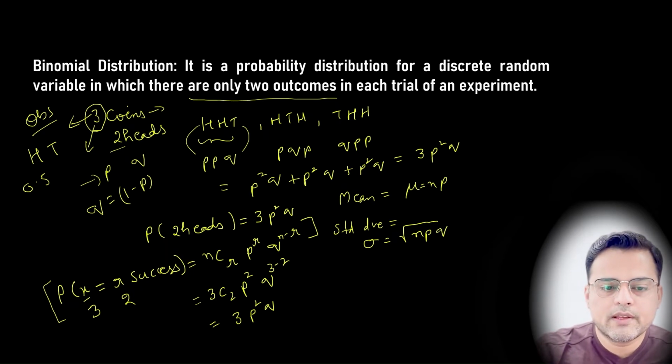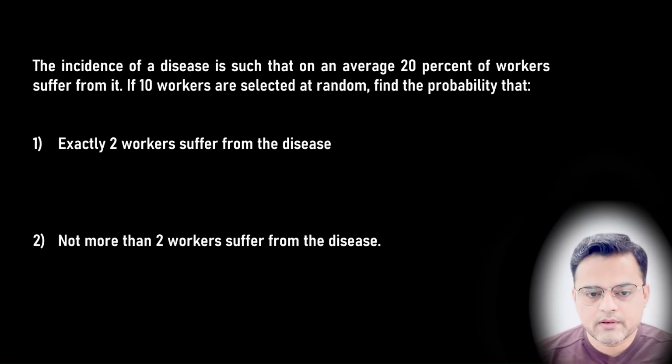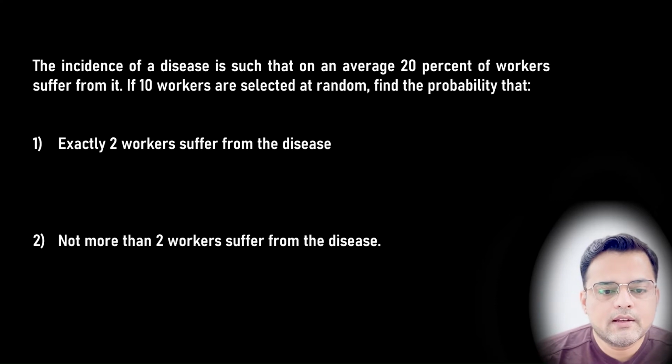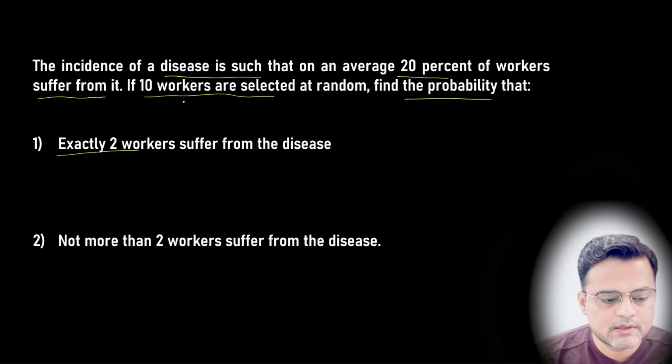So now you should be very clear with how to implement binomial theorem. Now let's solve the example. Let's say that the incidence of a certain disease is such that on an average 20% of the workers suffer from it. If 10 workers are selected at random, find the probability that exactly 2 workers suffer from the disease.